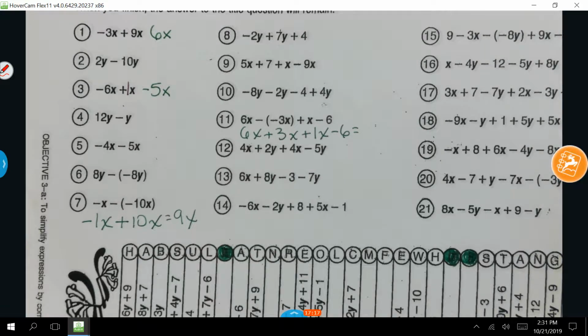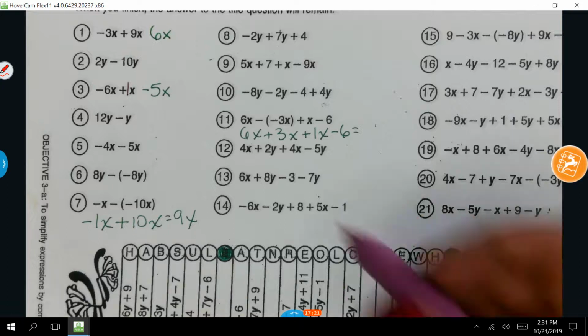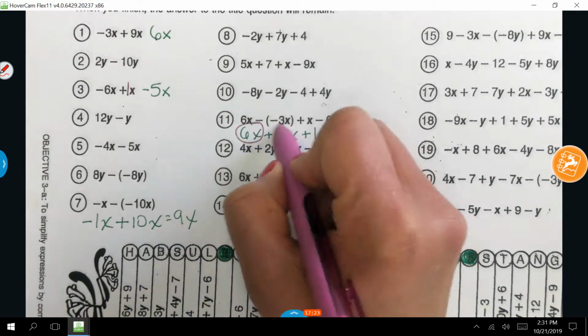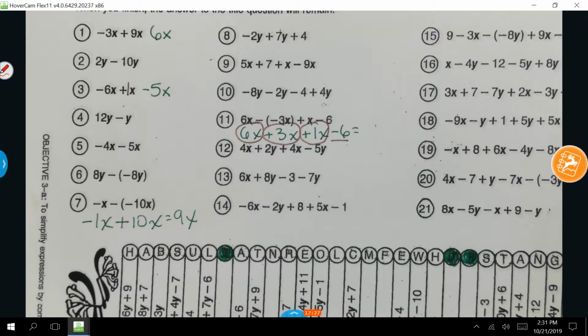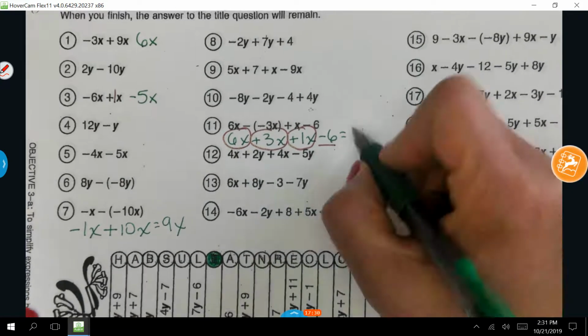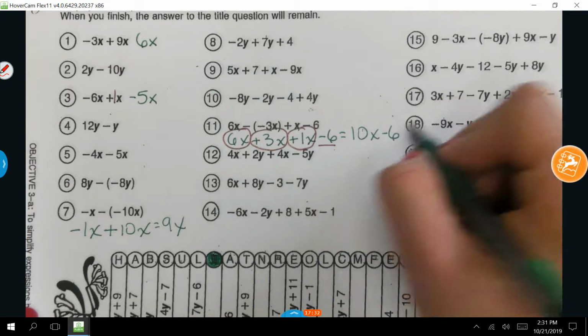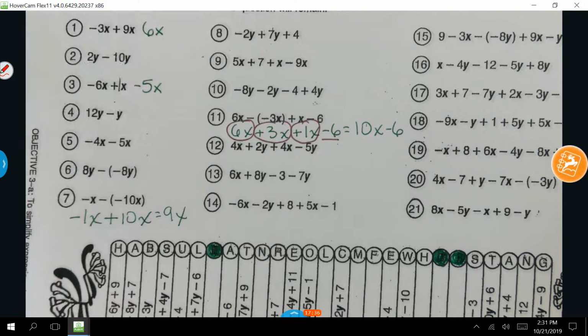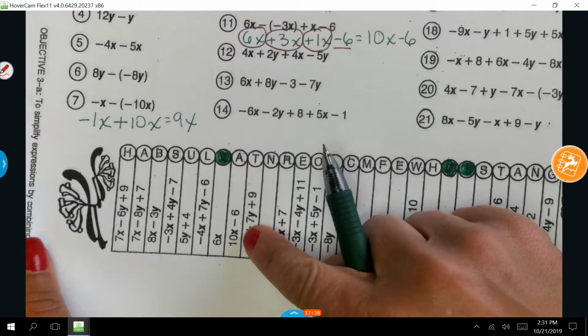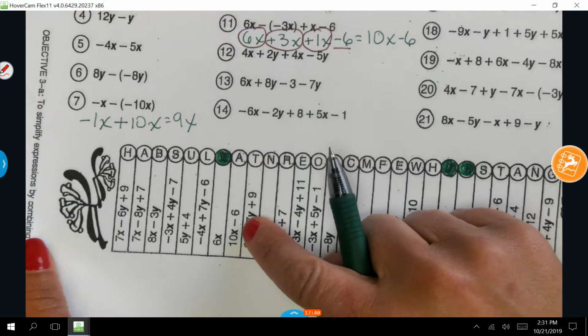Now we're just going to see how many x's we have there. We can put all those together. That's 10x. Yes, there's a 6x, and they're all positive, so that's good. And then that's all by itself. 10x minus 6. So let's find that. 10x minus 6 is right here. 8. Correct.